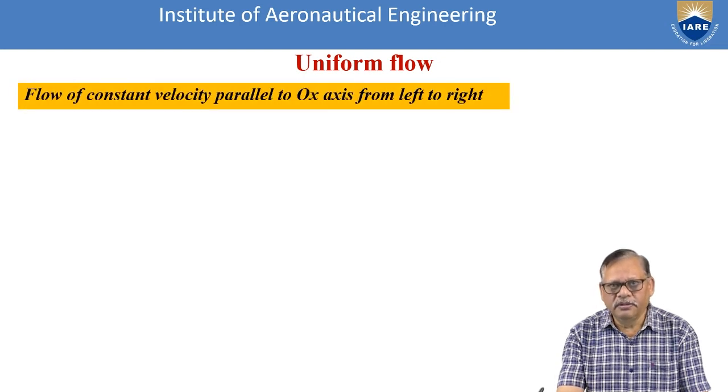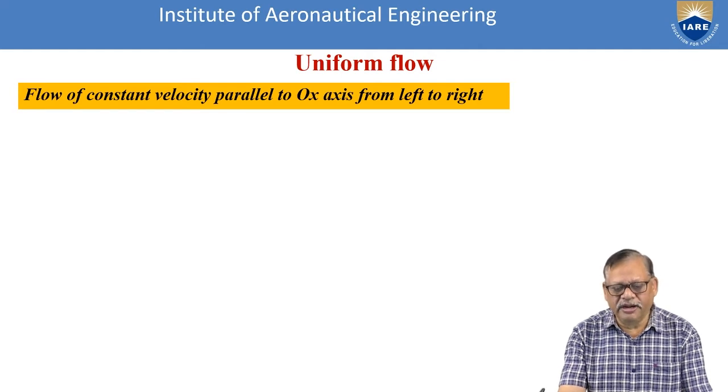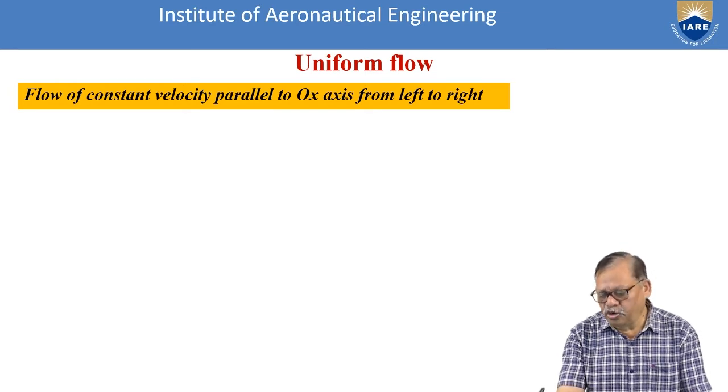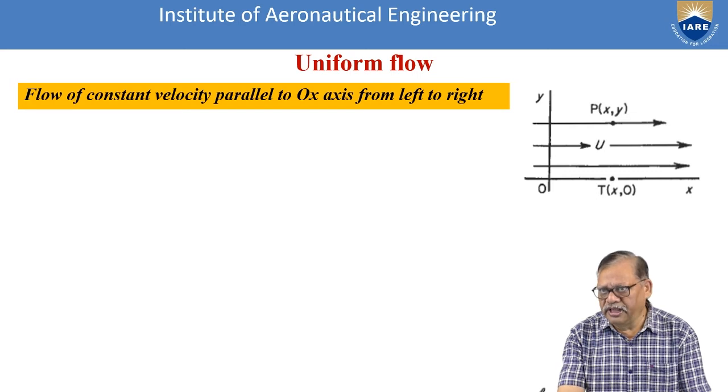Uniform flow is the constant velocity parallel to the OX axis from left to right. From left to right means it is positive, right? So first let us consider only this. Then what will be its psi value and phi value? So we have to think about that.